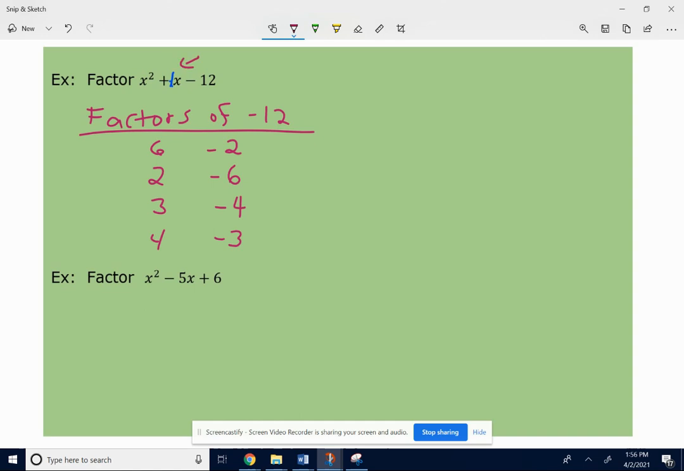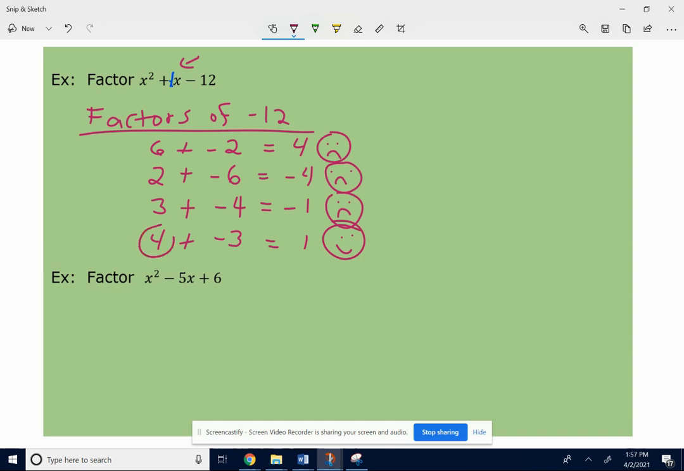So I'm just going to add these up. 6 plus negative 2 equals 4. That won't work. 2 plus negative 6 gives me a negative 4. That won't work. I need to get 1. 3 plus negative 4 is equal to negative 1. That won't work. 4 plus negative 3 equals positive 1. That did it.